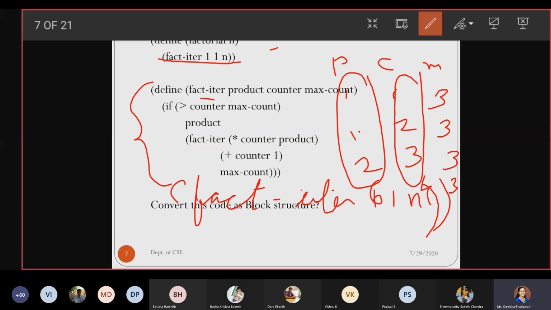So when you make a procedure a block structure, the advantage is you can reduce some variables. You can have this max count in your fact ITR only with two variables, and this n value anyway you have defined in factorial n. So since this fact ITR is inside this factorial procedure, what happens? You can use that n variable inside this fact ITR. This is what we call lexical scoping.